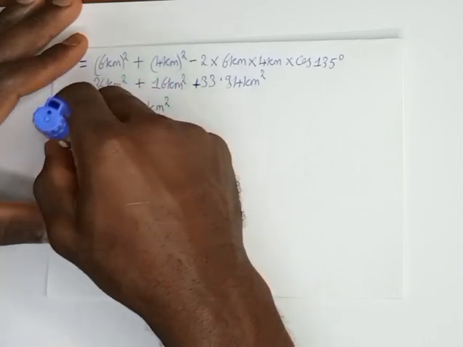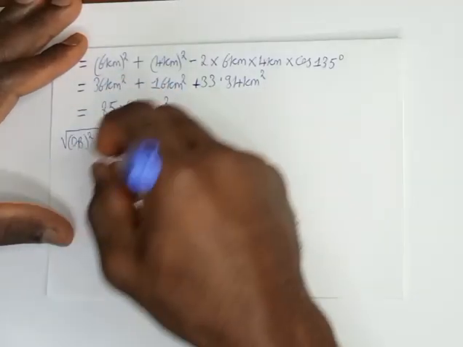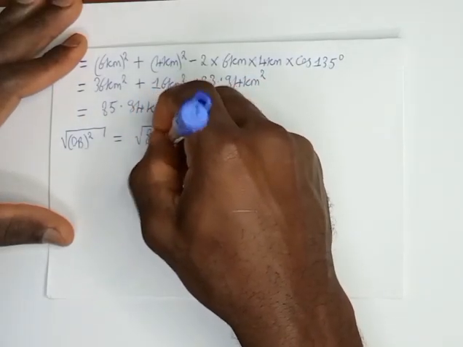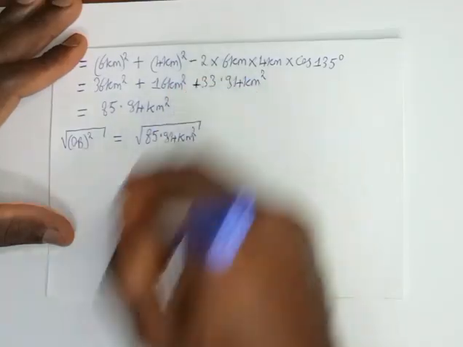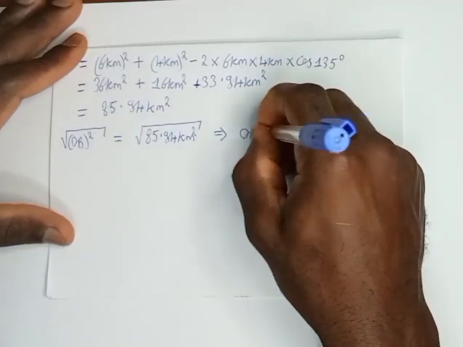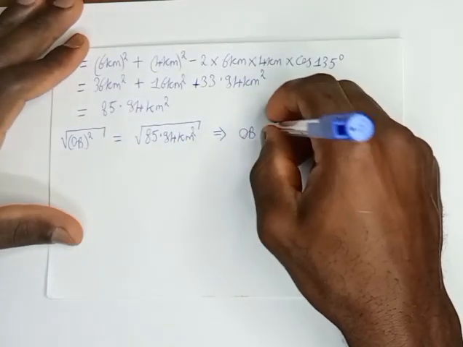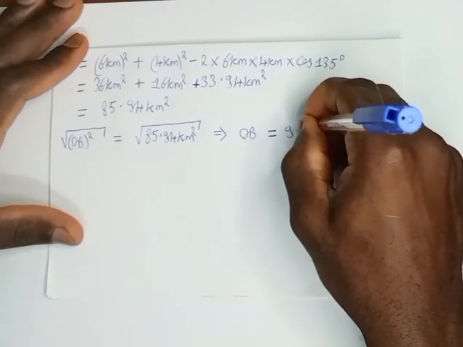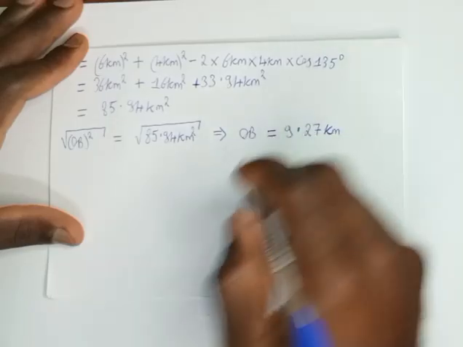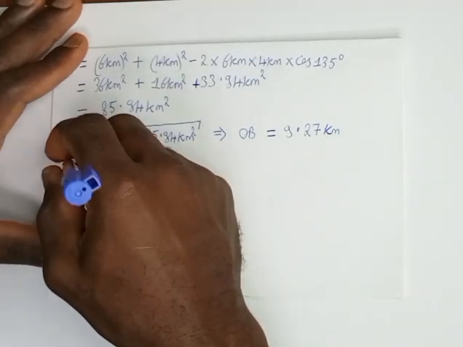We are going to take square root on both sides. The square root of OB squared will be equal to the square root of 85.94 kilometers squared. Then OB will simply be equal to, we are going to take the positive square root. To two decimal places, this will give us 9.27 kilometers. Since the square root of kilometers squared gives kilometers, then we write this down.